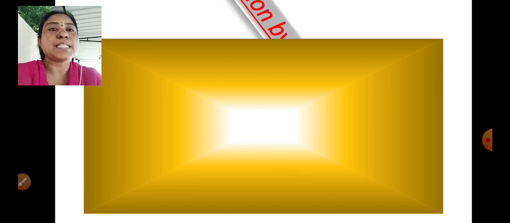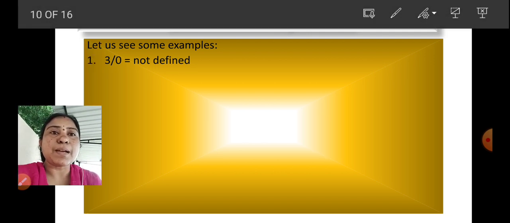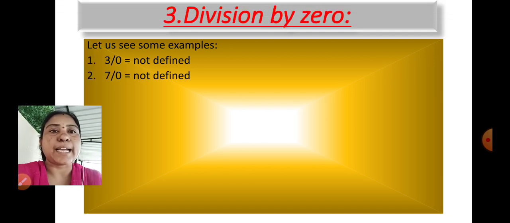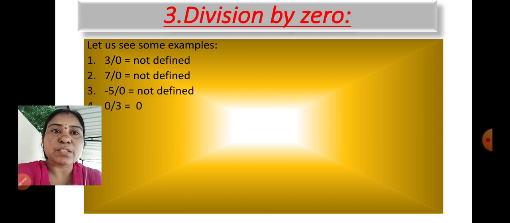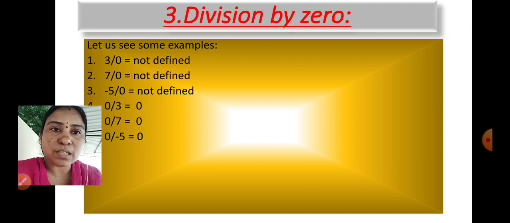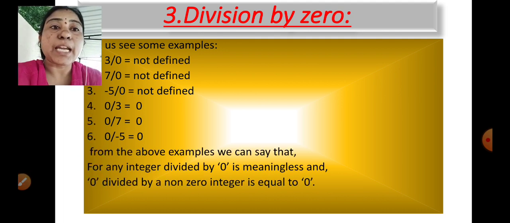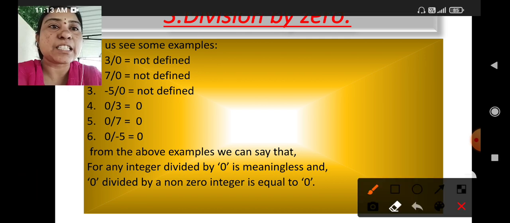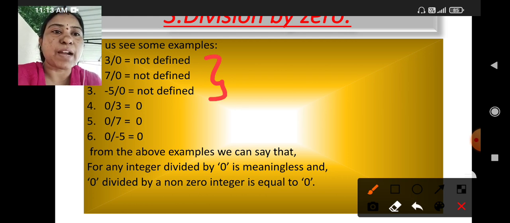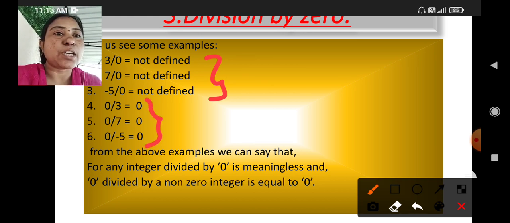Now division by 0. Okay children, let us see some examples. 3 by 0 is not defined, and 7 by 0 is not defined, minus 5 by 0 is not defined. 0 by 3 is equal to 0, 0 by 7 is equal to 0, 0 by minus 5 is equal to 0. Here from the above examples we can see that any integer divided by 0 is meaningless, and 0 divided by a non-zero integer is equal to 0.